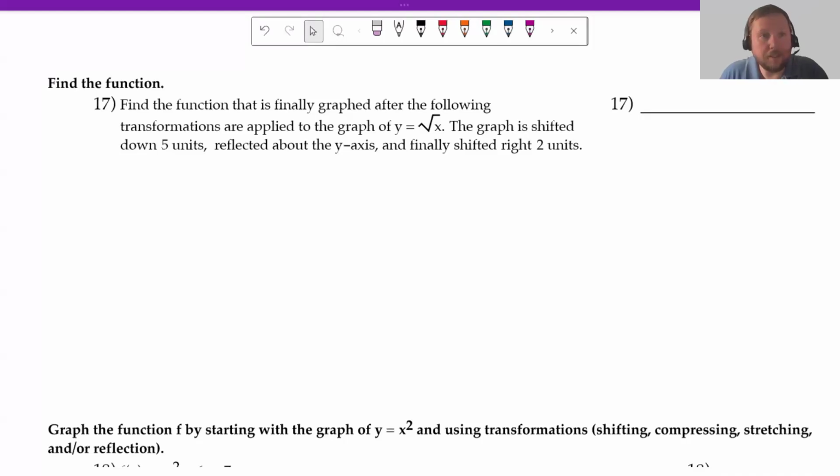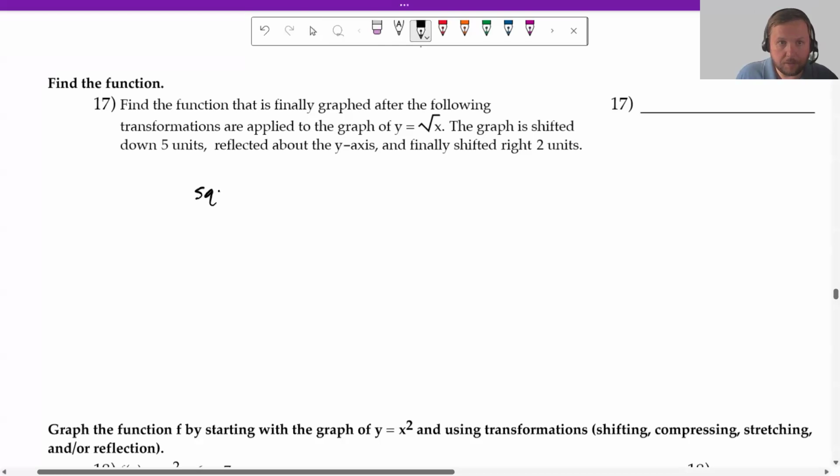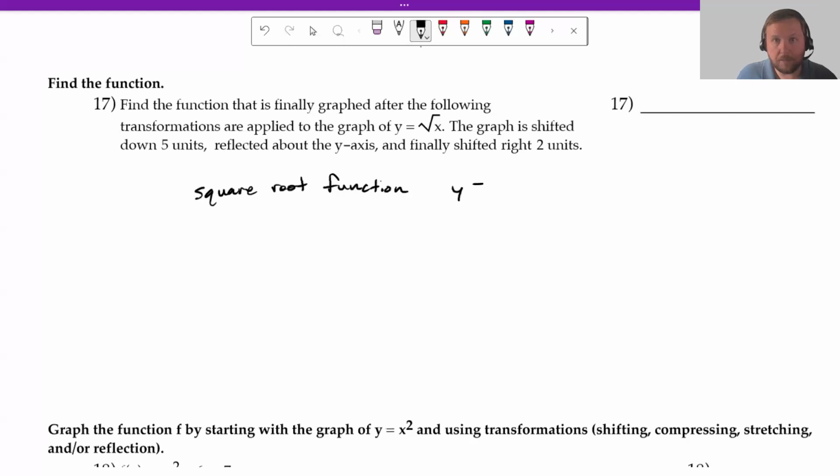Okay, find the function that is graphed after the following transformations are applied to the graph of y equals square root of x. The graph is shifted down 5 units, reflected about the y-axis, and then finally shifted right 2 units. So we have the square root function, y equals square root of x.